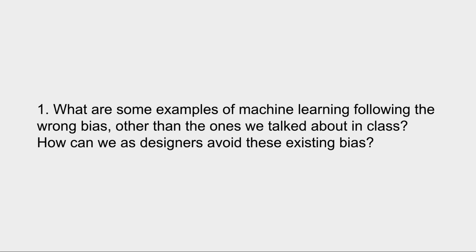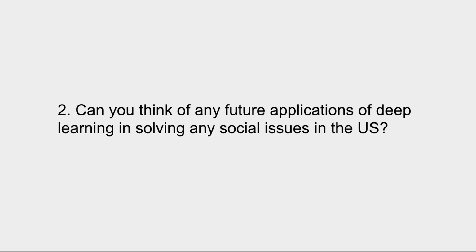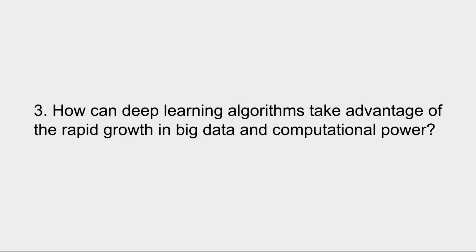I'll end here for today, and I have these questions for you to think about. One, what are some examples of machine learning following the wrong bias other than the ones we talked about in class, and how can we as designers avoid these existing biases? Two, can you think of any future applications of deep learning in solving any social issues in the US? And three, how can deep learning algorithms take advantage of the rapid growth in big data and computational power?